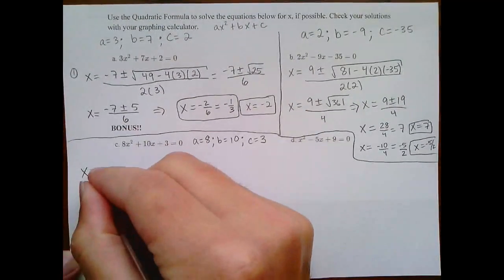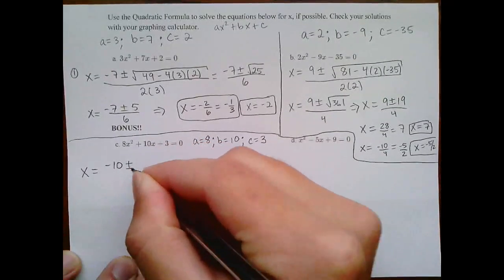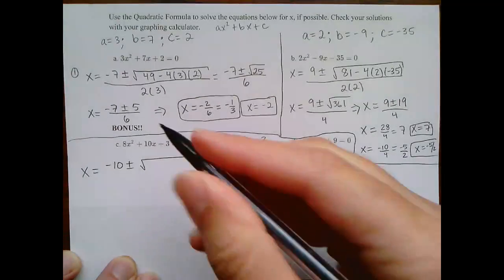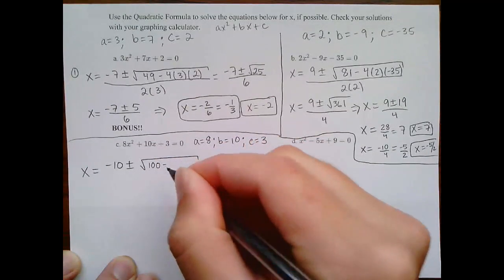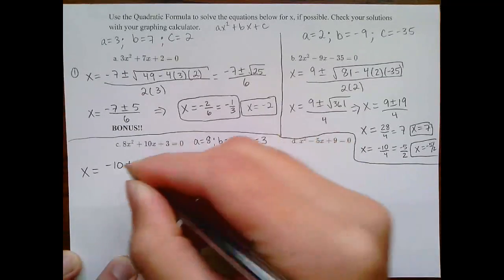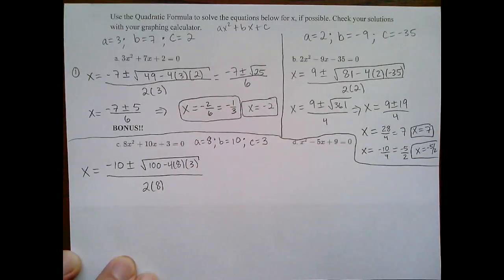So let's go. X equals opposite of b, so in this case negative 10, plus minus, big square root, b squared, so what is 10 squared? It is 100, minus 4 times the a value, which is 8, times the c value, which is 3, all over 2 times the a value, which is 2 times 8.